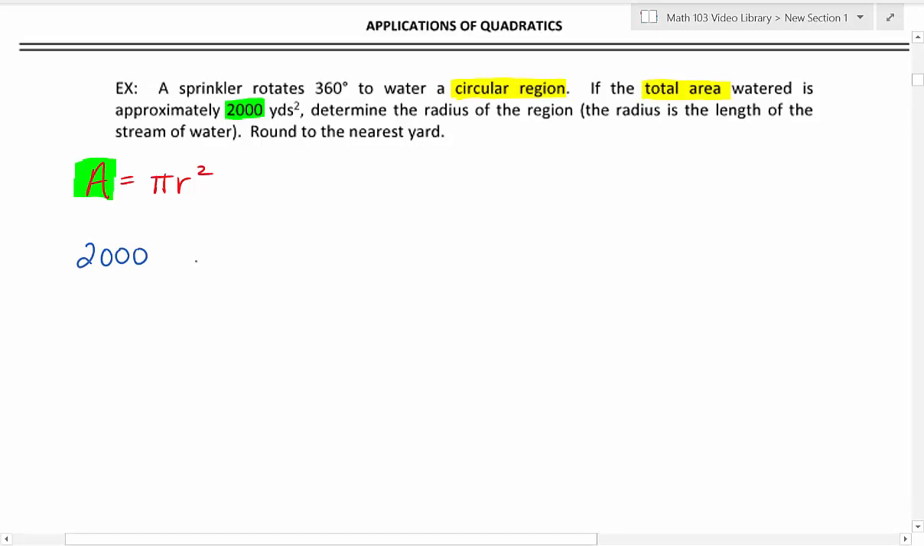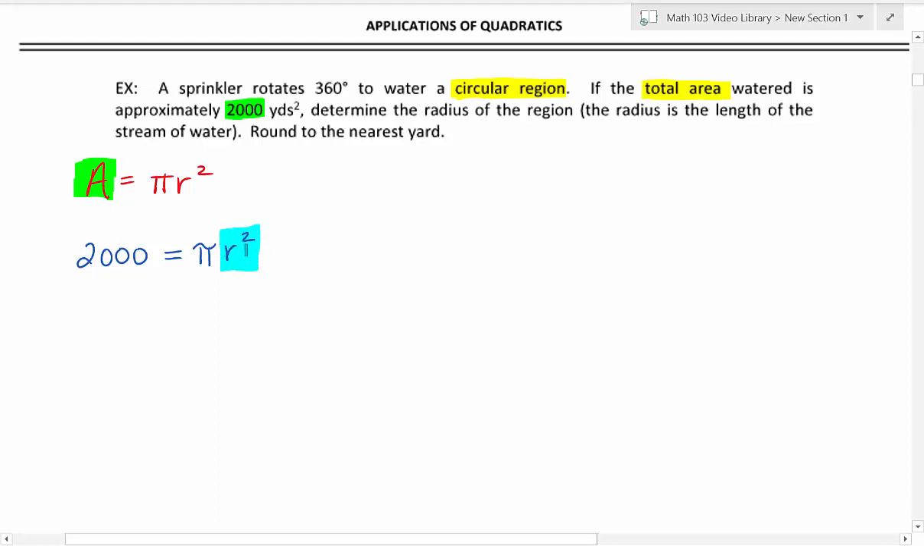Pi is just a number, so we're not going to substitute anything in for that. You don't want to write 3.14 because 3.14 is an approximation, and if we start approximating on our first move, our answer is going to end up being less accurate than it should be. So we're just going to keep the pi symbol, and when we plug it into our calculator, we'll hit the pi key. R represents the radius of the region. Well, that's what we're trying to find, so that variable is going to stay as well. Now we're solving the equation 2,000 equals pi r squared, solving for r.